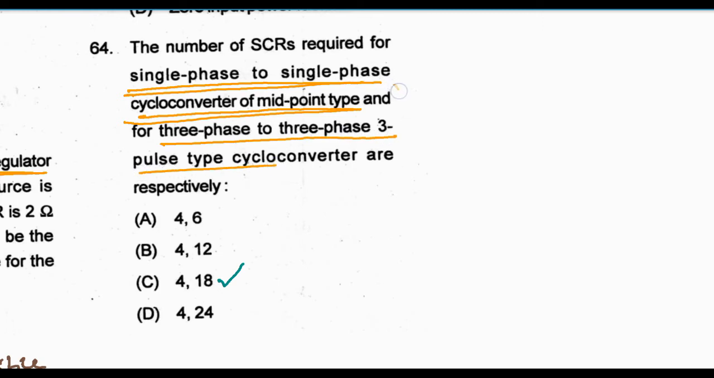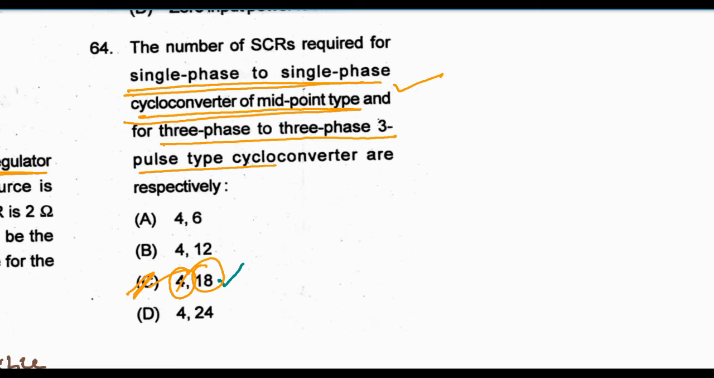So for the first one we will require 4 thyristors, and for the second one, that is 3 phase to 3 phase, 3 pole cycloconverter, we will require 18, and for the 3 phase to 3 phase 6 pole type cycloconverter we require 36. So here the answer is option C.